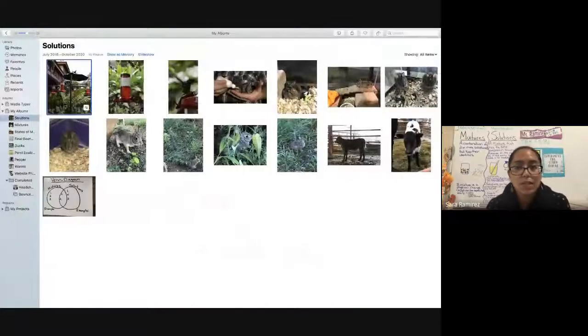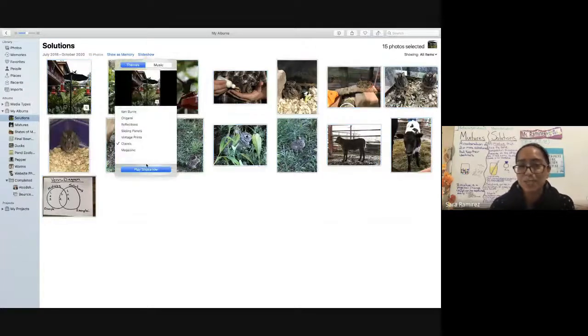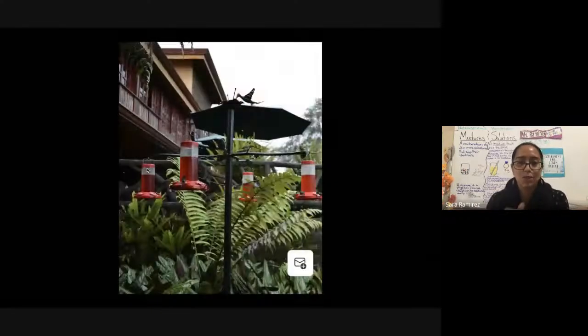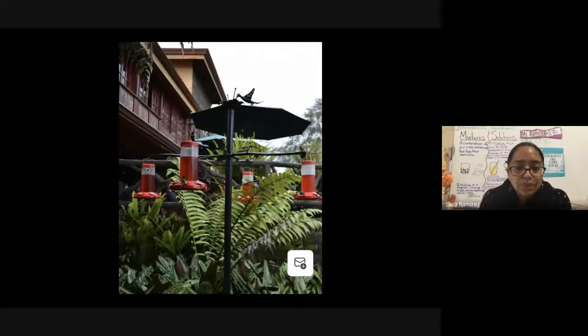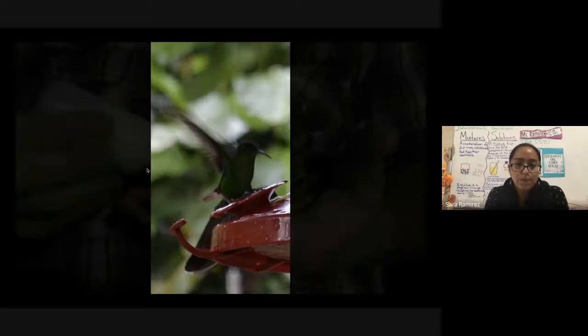This first set of pictures that you're going to see are of hummingbirds. We do have hummingbirds out here at the Environmental Center. I just didn't have any pictures. So these are hummingbirds from Costa Rica. You can see they're feeding off the nectar. They have that nice long beak and tongue to insert into the flowers to reach that nectar.